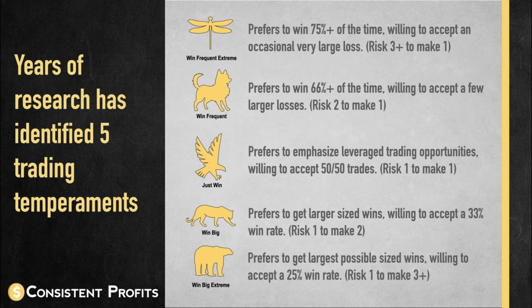And then there's the win big extreme. Those are people who literally are so focused on that big win. It's such a rush for them that they are willing to risk 1 to make 3+. They're going to have a lot of small losses, but their gains are going to be much larger compared to their losses. And so for them, they can handle the losses. They don't get freaked out. They don't get afraid. They don't get paralyzed. They don't stop trading when they have losses. They can keep going. And that's where you need to adopt a strategy that fits who you are as a person.